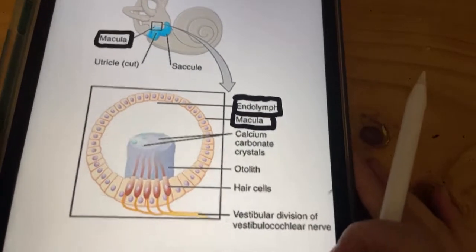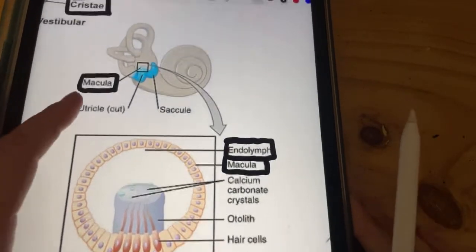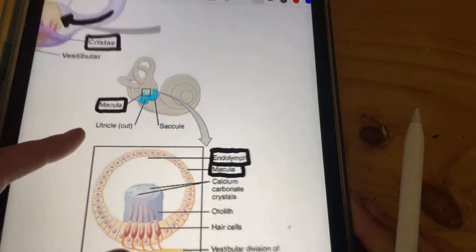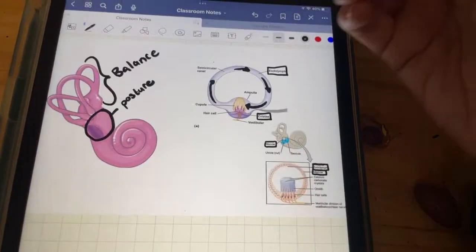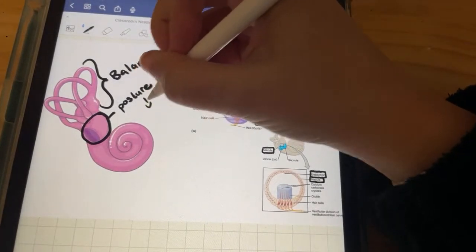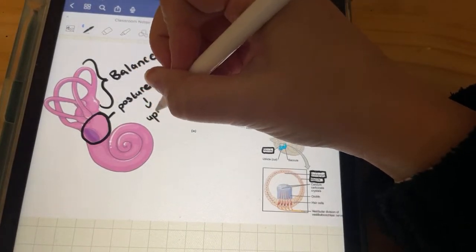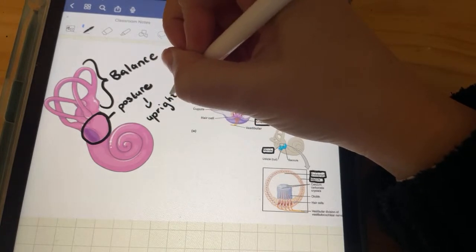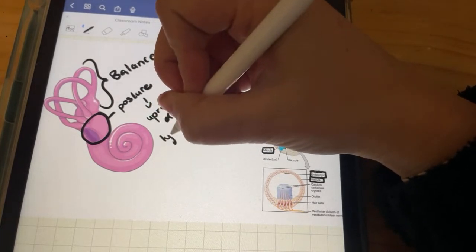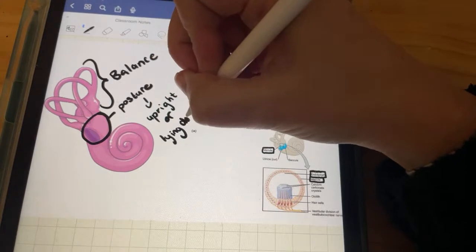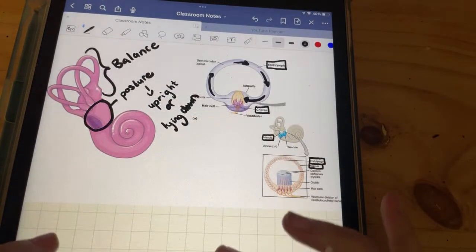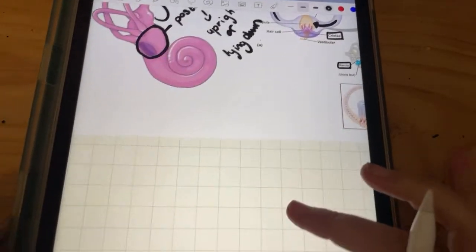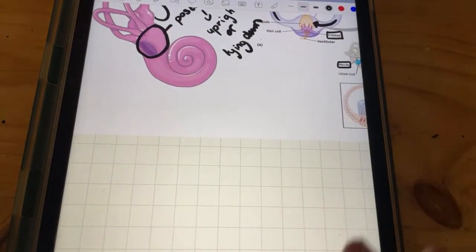So how does the utriculus and sacculus maintain your posture? Now, some of you don't know what posture is. Posture is whether you are upright or are you lying down? That's what posture means. So when I say posture, that's what it refers to. So how do we explain posture?